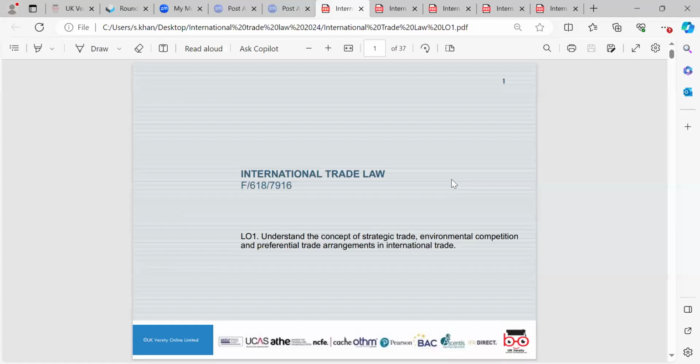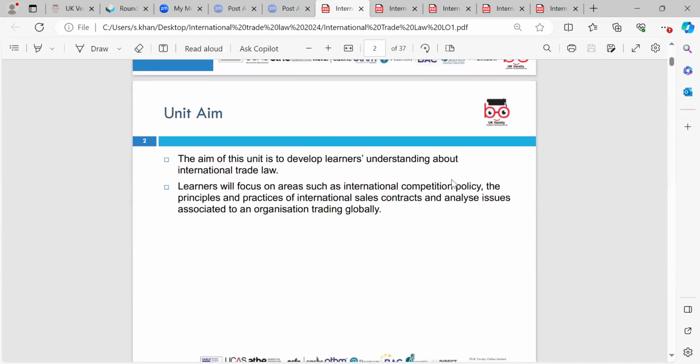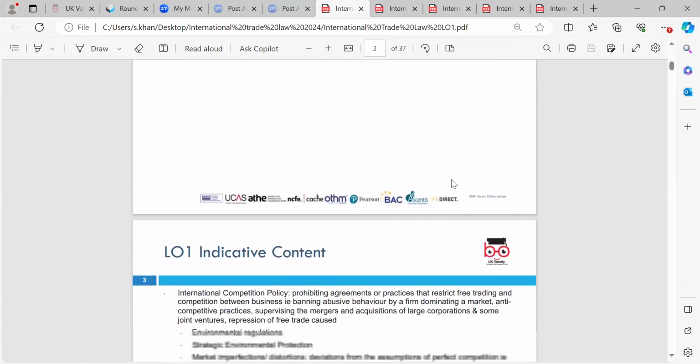The first learning outcome is learning outcome 1, which was to look at understanding the concept of strategic trade, environmental competition, and preferential trade arrangements in international trade. So the unit aim is to look at developing learners' understanding of international trade law, as I mentioned earlier, and focus on international trade policy, competition policy, and international sales contract.